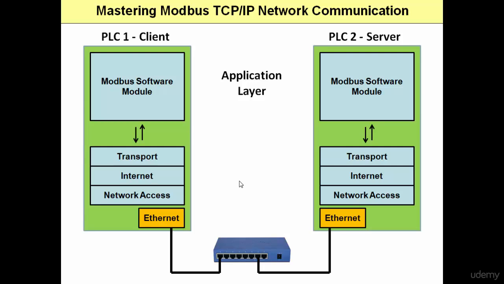So that takes layering one step further. And so we have our Modbus software module, we have TCP/IP with transport, internet, and network access, and finally we have our Ethernet, which is our physical layer. So just keep that in mind and now understand the true power of this layering that is used to design networks, right? It separates responsibilities for different parts of the whole communication process. Okay.